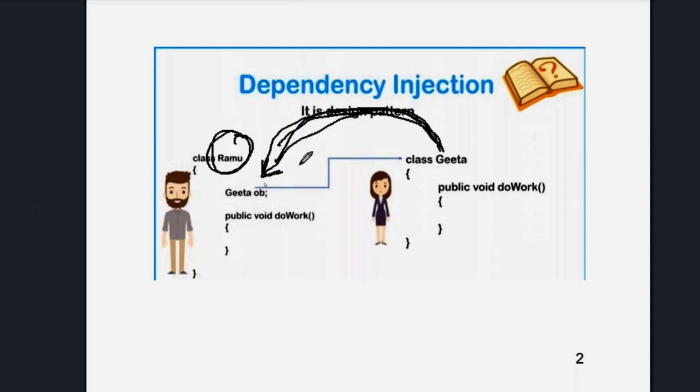So basically, what is dependency injection? It is a design pattern where one dependent class will get the object of another class at runtime. I hope, guys, that what dependency injection is, is clear for you.